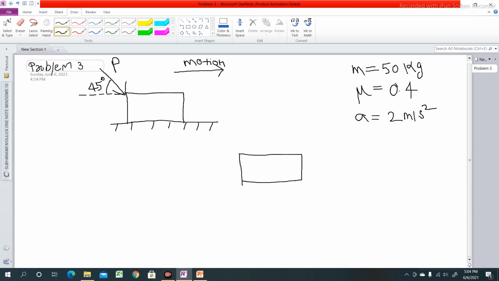Okay. Now on this block, what all forces are acting? First force is the weight of the block acting vertically downward from its center of gravity, that is W, weight of the block, and it is nothing but equal to mg. Since the block is kept on this horizontal plane, the horizontal plane will give a reaction to the block in the vertically upward direction. This is that reaction force R. Fine.